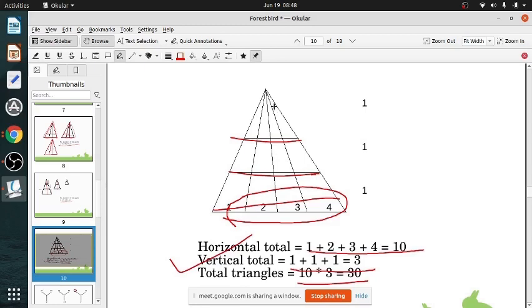Just see that you can't take any combination. You have to take one alone, or 1 and 2, or 1 and 2 and 3, so you number 1, 1, 1. Here you number 1, 2, 3, 4. Then horizontal total is 10, vertical total is 3, so the total number of triangles is 30. Got it? This one? Kritika, okay? This you did, I think, last time you were there. So this was actually a revision for Nidhi. So this is our reasoning for today.